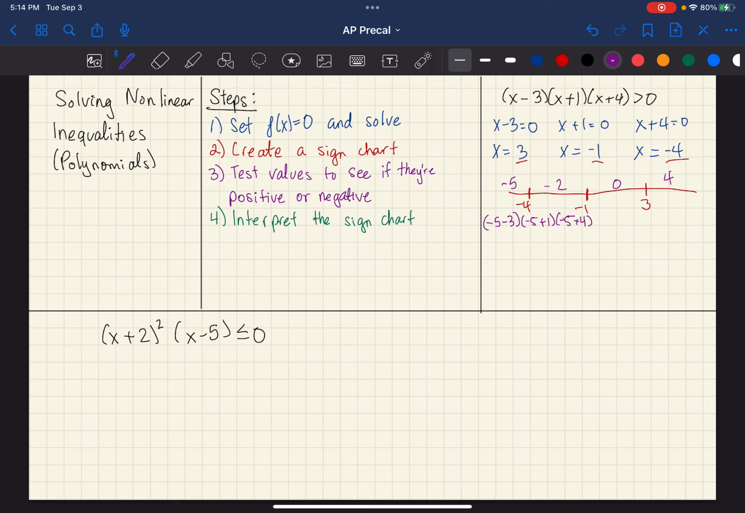Then I would have -2 minus 3, -2 plus 1, and -2 plus 4. And then 0 minus 3, 0 plus 1, 0 plus 4. And then 4 minus 3, 4 plus 1, and 4 plus 4.